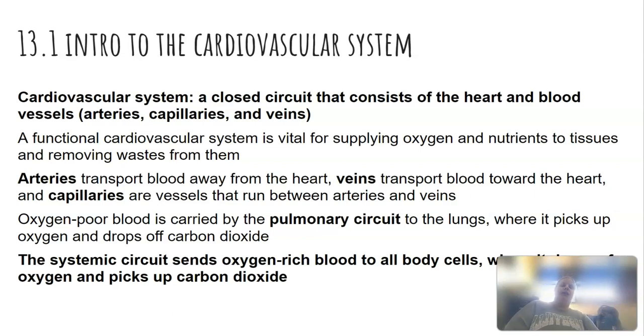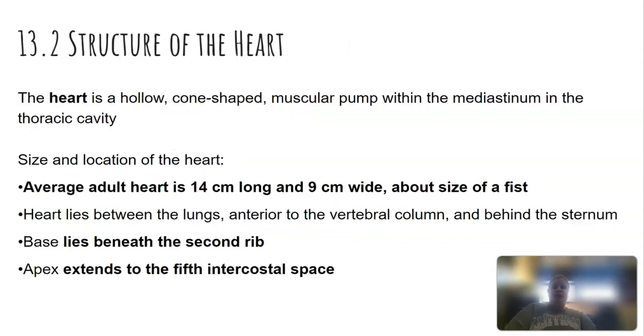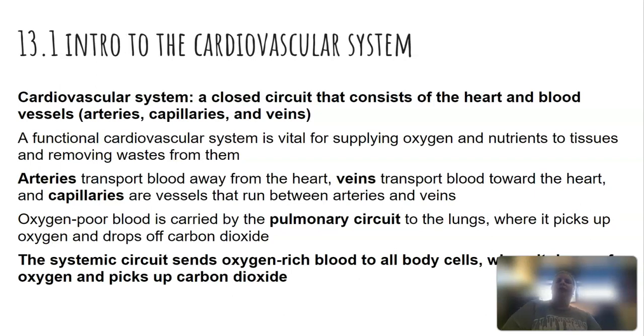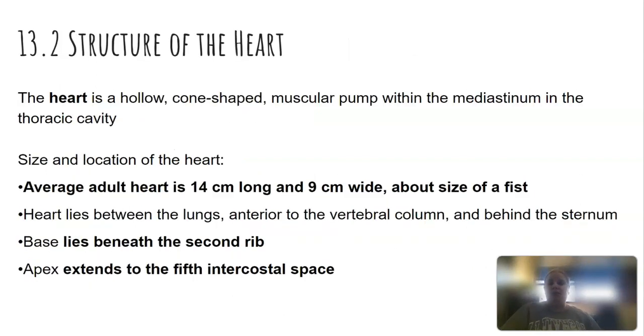Oxygen-poor blood is carried by the pulmonary circuit into the lungs, where it picks up oxygen and drops off carbon dioxide. This is why we inhale oxygen and exhale carbon dioxide. The systemic circuit sends oxygen-rich blood to all cells, where it drops off oxygen and picks up carbon dioxide. So the cycle happens really fast. That is our basic overview of the cardiovascular system. We're going to go into the structure of the heart.